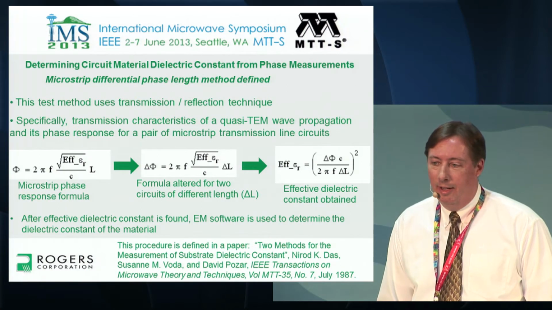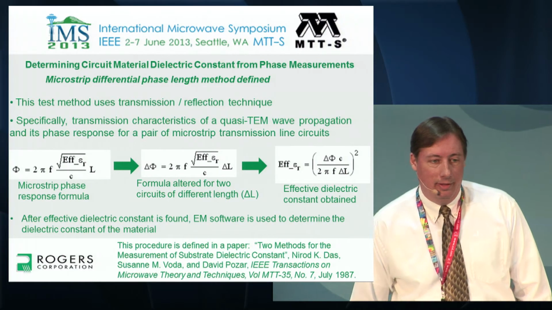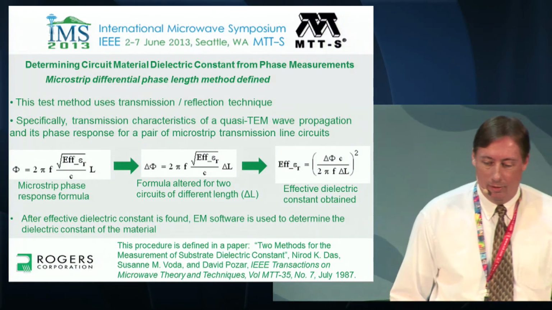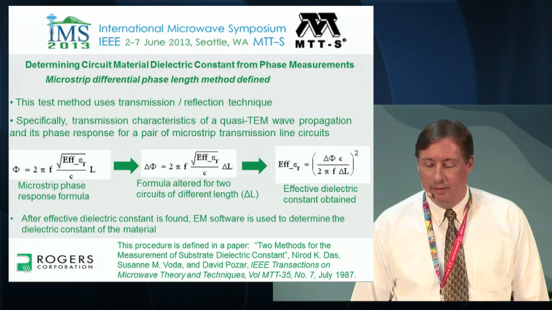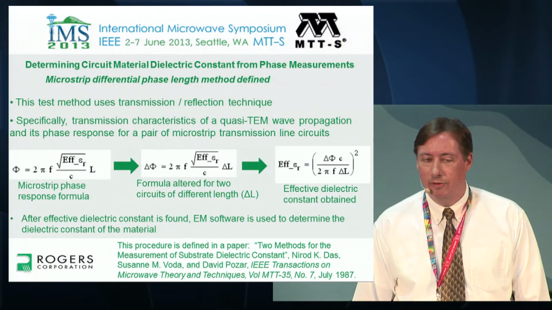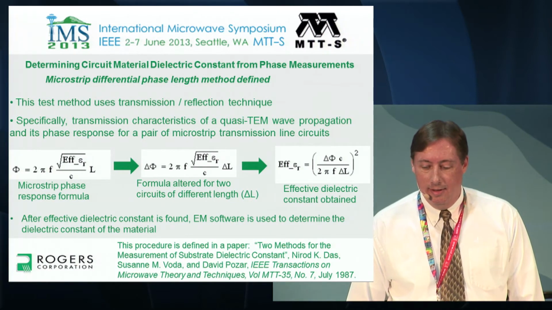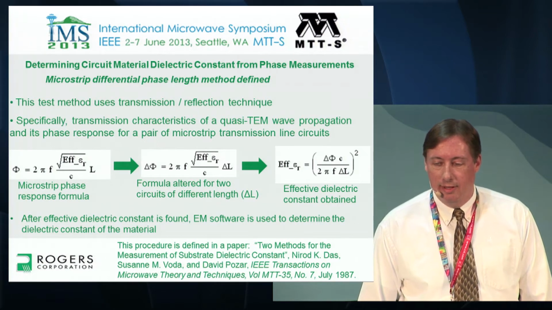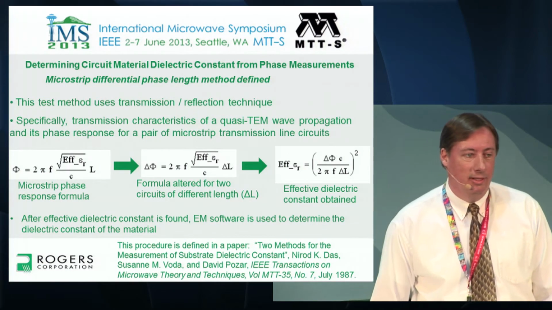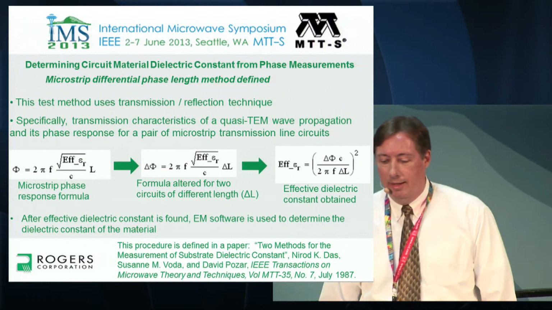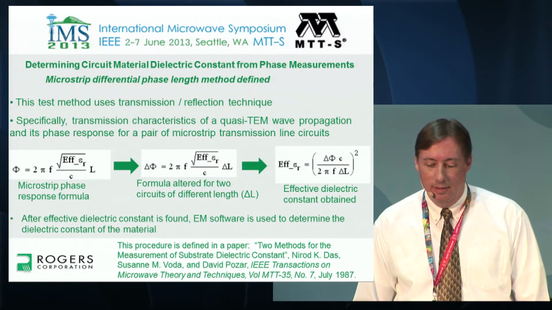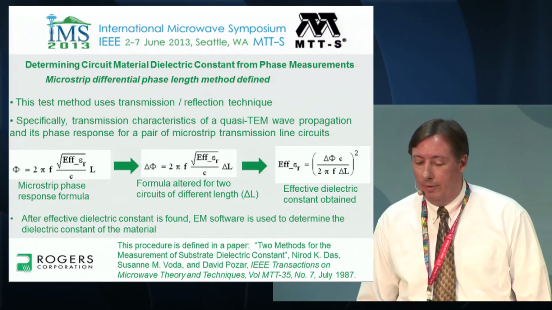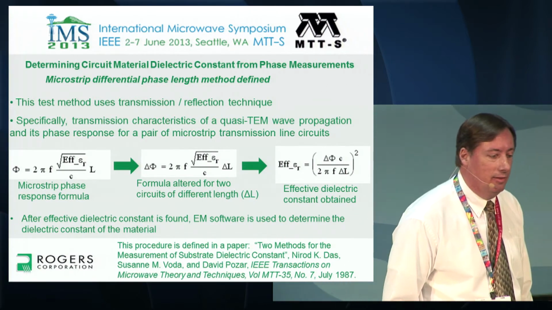Now when you have two microstrip circuits like what we're doing, with different lengths, then you alter that formula to the center formula. And now what you have is a difference in length, the delta L. That's the difference in length of the circuits that are being tested. And what you're going to measure is the phase response of that, which is going to be the delta phi. And that, again, is the phase response at a given frequency. Then you rearrange that formula to get the effective dielectric constant.